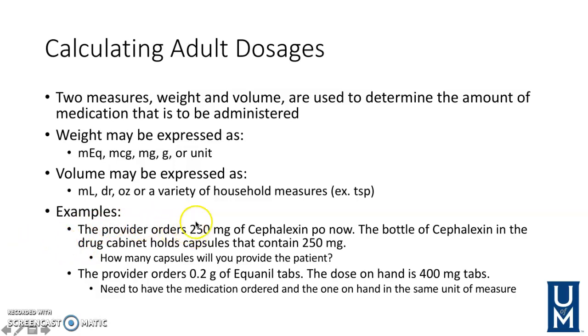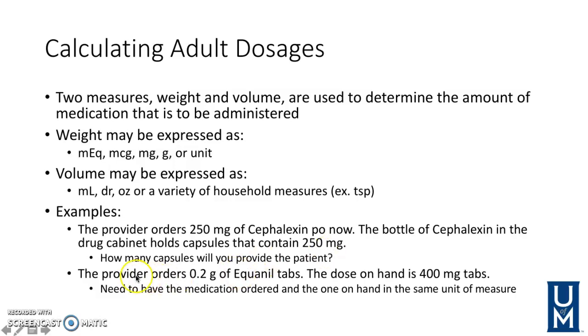So here we have a pretty simple example of a dosage calculation. The provider orders 250 milligrams of cephalexin, PO now. So we go to find the bottle of cephalexin in the drug cabinet, and it holds capsules that contain 250 milligrams. So we know by looking at this, we have a bottle with 250 milligram capsules, and the doctor has ordered 250 milligrams. So we'll give 1 capsule to our patient.